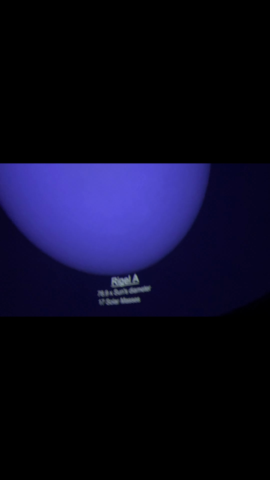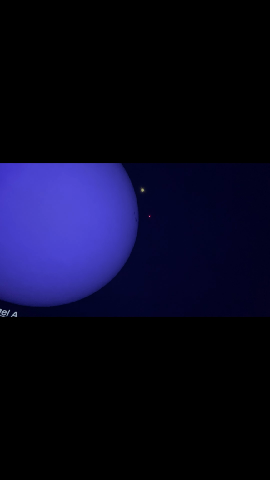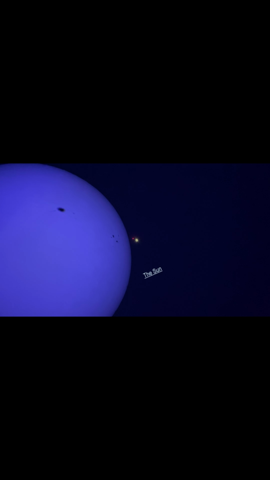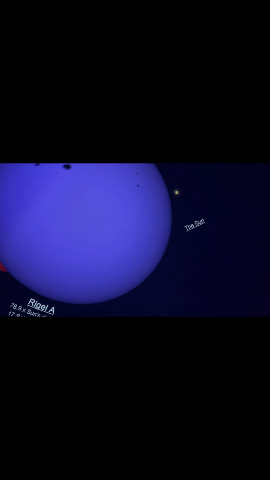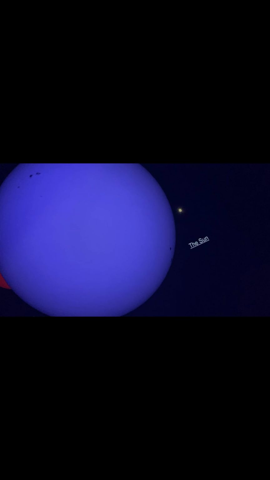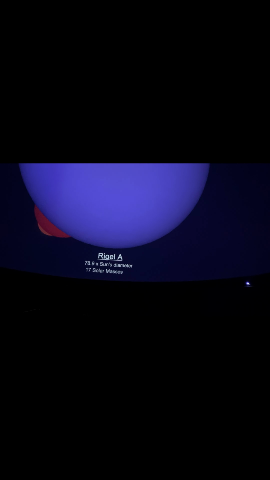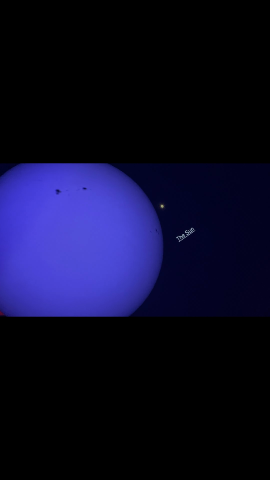But this beauty right here, my friends, Rigel A. This is who we want. Look at our sun. It looks like a little baby. Adorable. So cute. So Rigel A is a blue hypergiant star. It is 17 times the mass of our sun. This is a star that can go supernova.